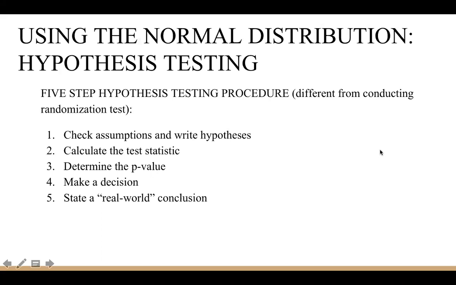And throughout the review, you'll see this 5-step procedure a lot. Hopefully you've memorized it by now from your previous midterm, but this will become repetitive by the end. First, you check your assumptions and write your hypotheses. Then you calculate your test statistic, then determine the p-value based on the test statistic. Then you make a decision whether to reject or fail to reject the null hypothesis, and then you state a real-world conclusion, which just connects your decision back to the original problem or research question.